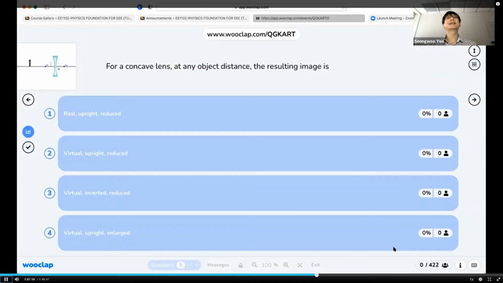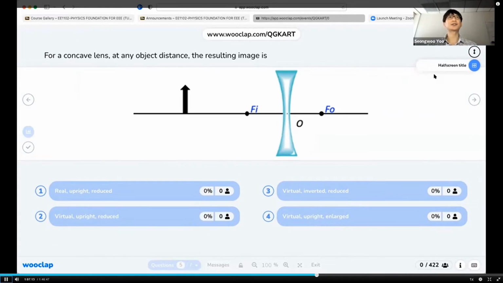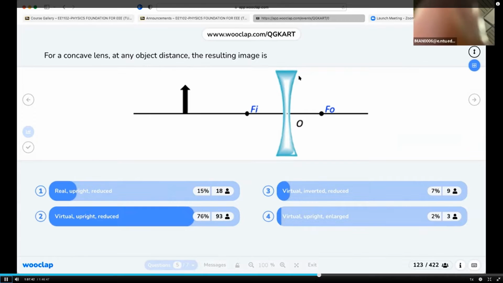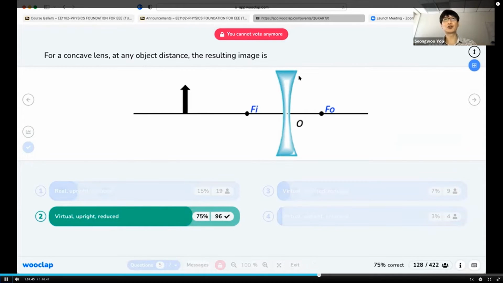Very good. Now, this is our second question. For a concave lens at any object distance, the resulting image is... So for the concave lens, or diverging lens, what will be our resulting image? I will close the board in 5, 4, 3, 2, 1. The correct answer is always virtual, upright, and reduced. All right, it's like the convex mirror.